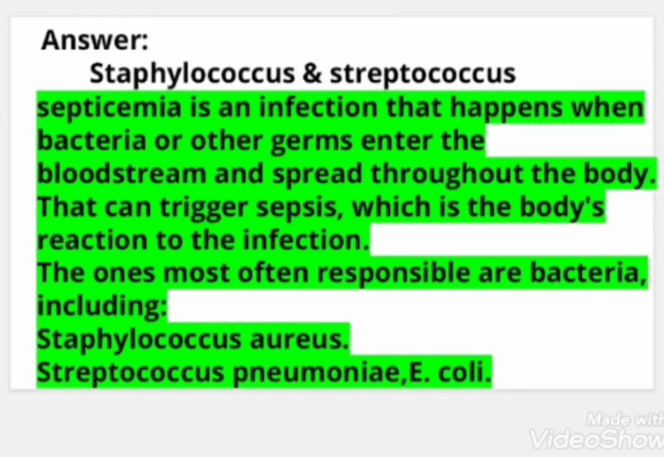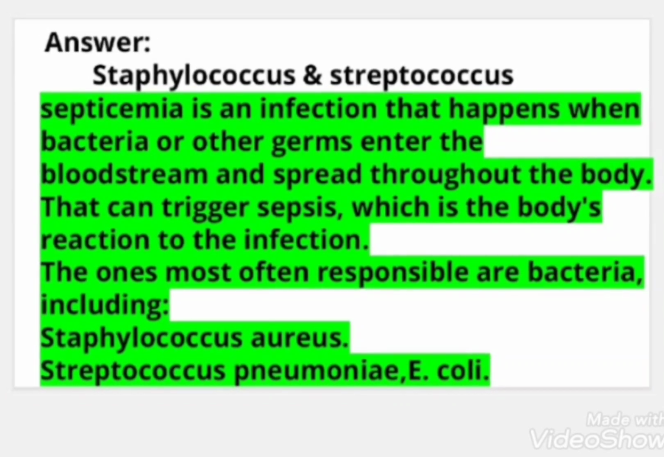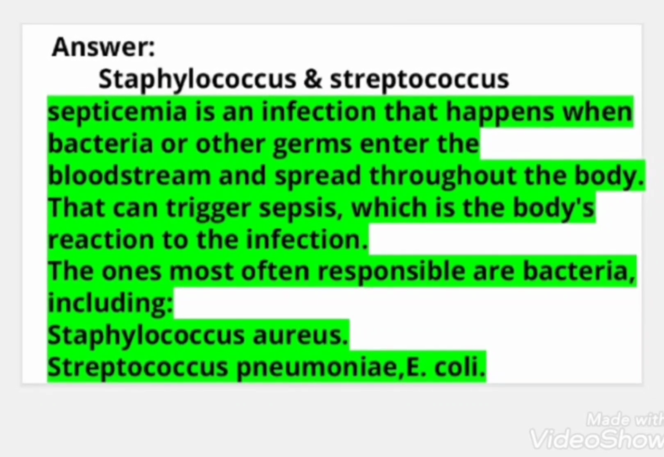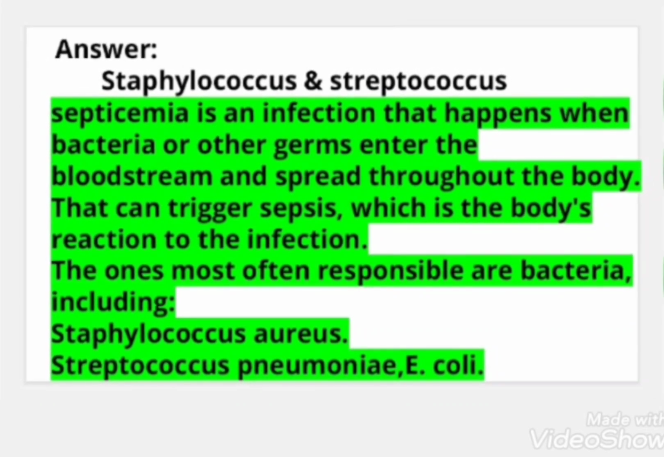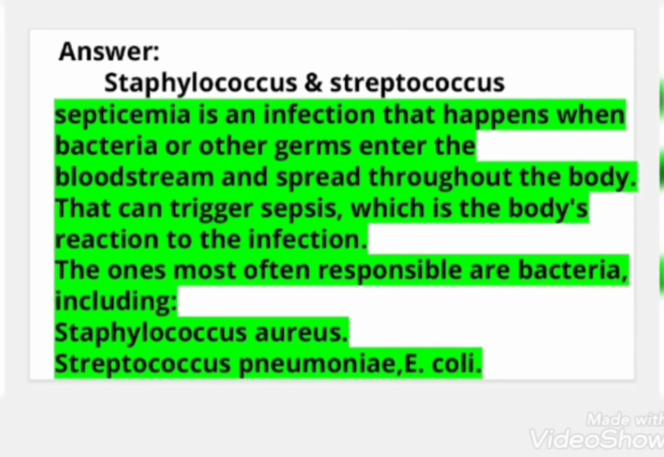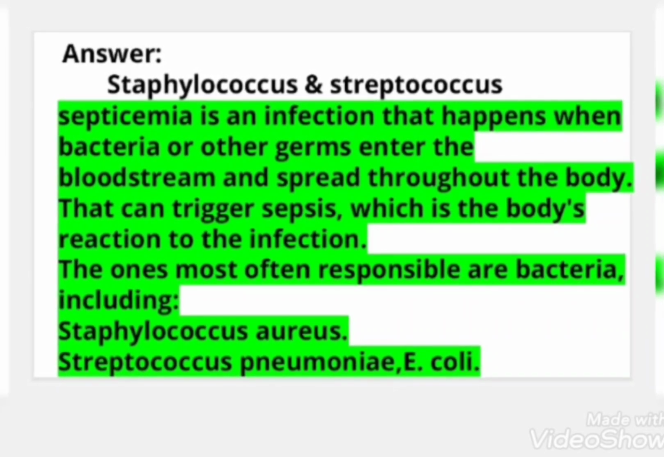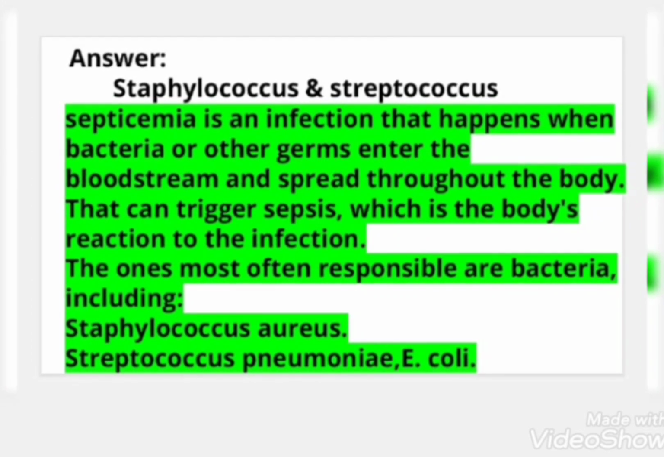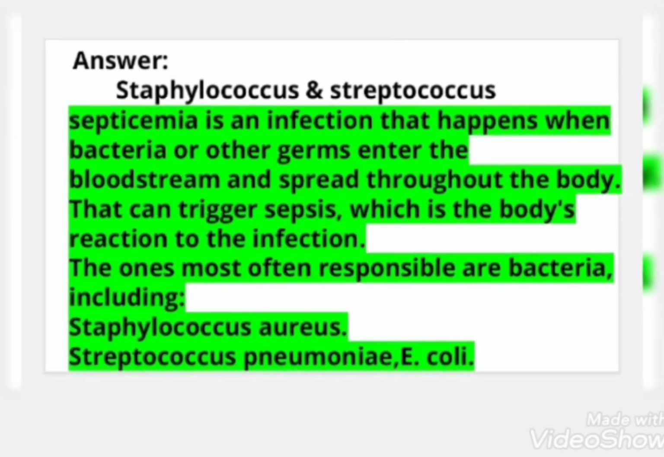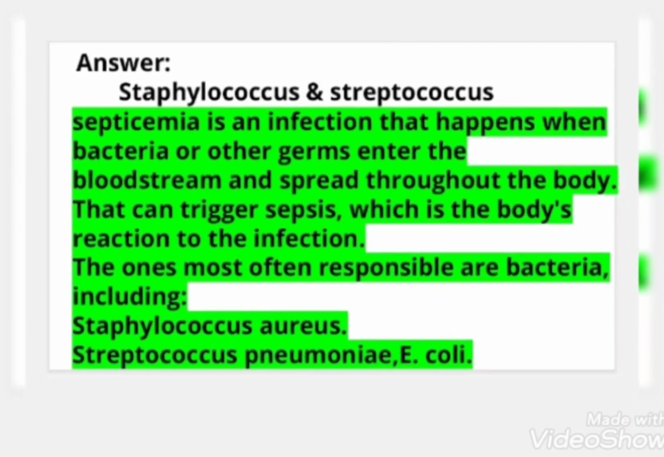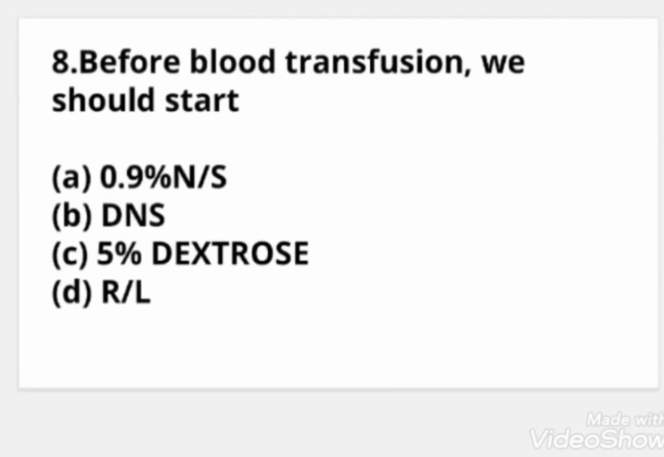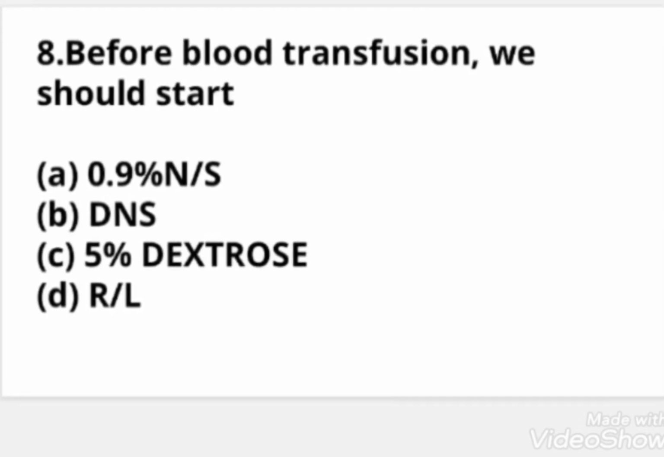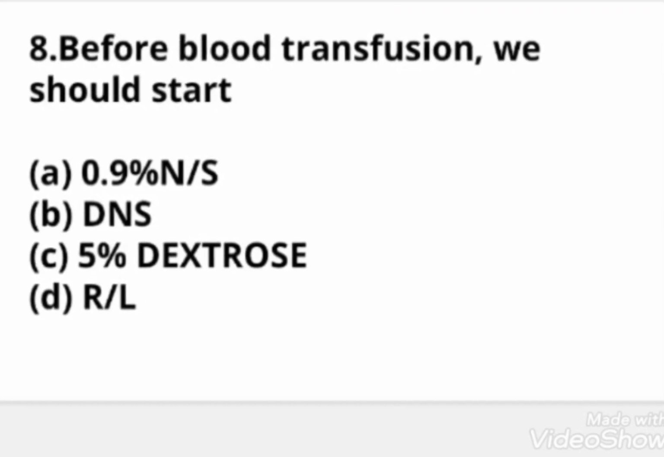Answer: Staphylococcus and Streptococcus. Septicemia is an infection that happens when bacteria or other germs enter the bloodstream and spread throughout the body. That can trigger sepsis, which is the body's reaction to the infection. The ones most often responsible are bacteria, including Staphylococcus aureus, Streptococcus pneumoniae, E. coli. 8. Before blood transfusion, we should start at A. 0.9% NS.